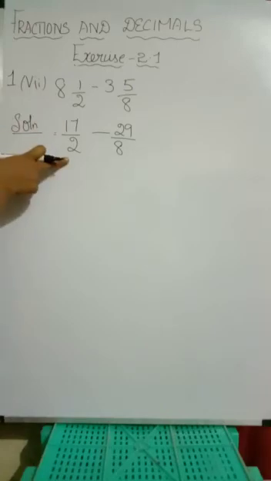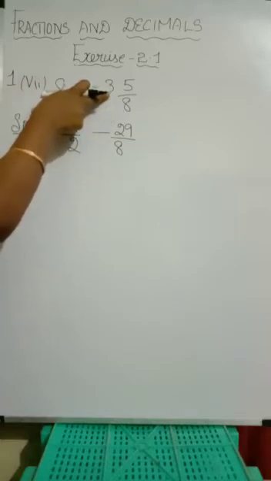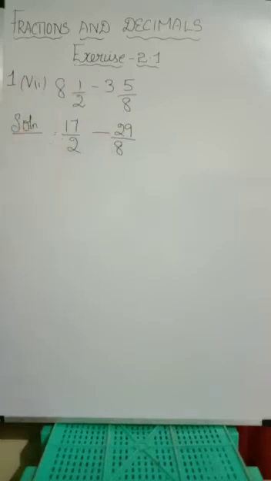How did you get 17 by 2? 2 into 8, 16. 16 plus 1, 17 divided by 2. 8 3s are 24. 24 plus 5, 29 divided by 8. Now, are both the fractions like or unlike fractions? Unlike fractions. Why? Because the denominators are different. For that, we can take the LCM here.